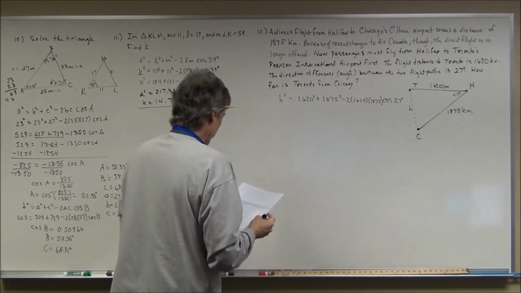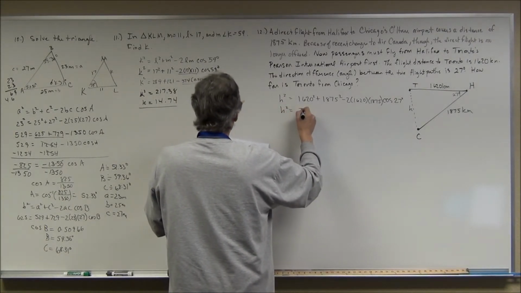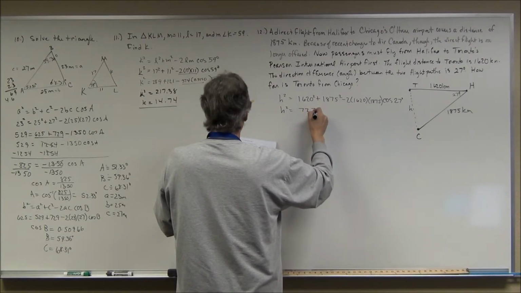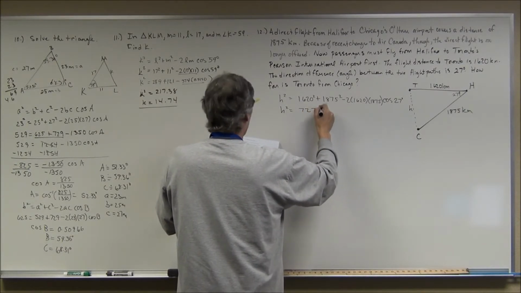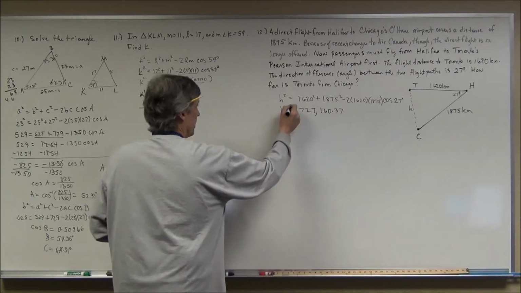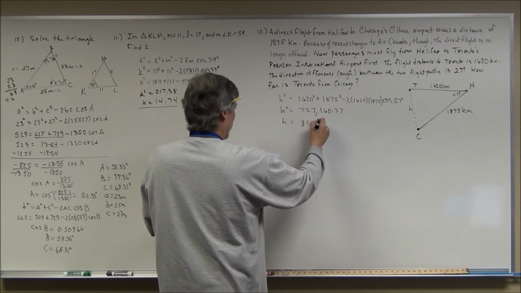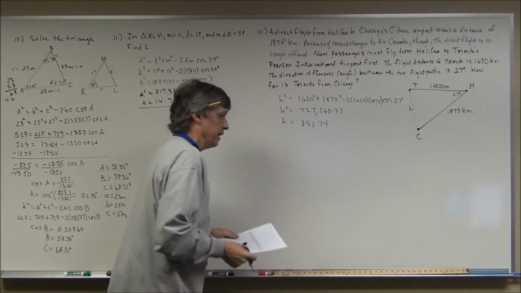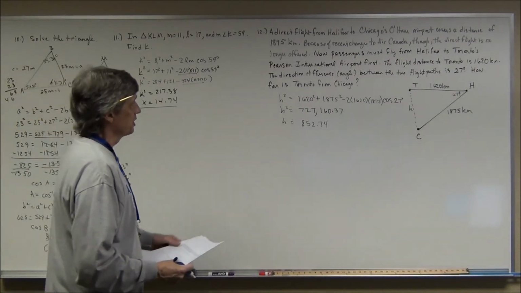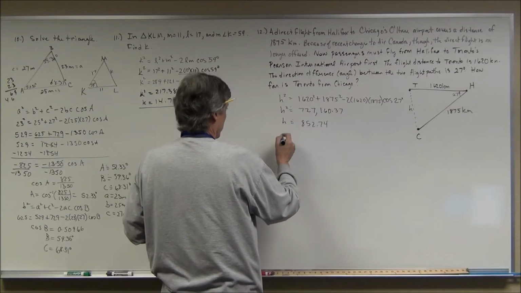And this is kind of a mess. I punched this into the calculator and I got approximately 727,160.37. I took the square root of this and I got approximately 852.74. I didn't even check the key, so hopefully I did this right. And this would be the distance, and this is in kilometers, so it asks how far is Toronto from Canada?